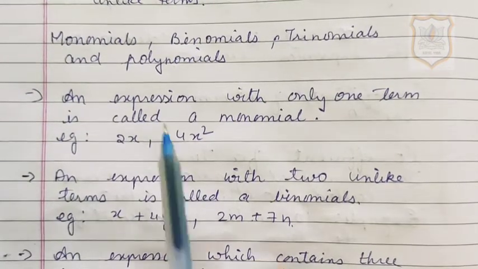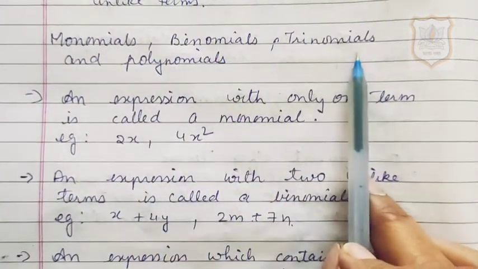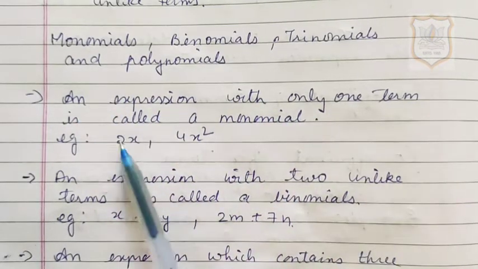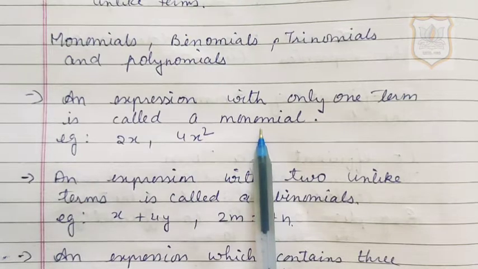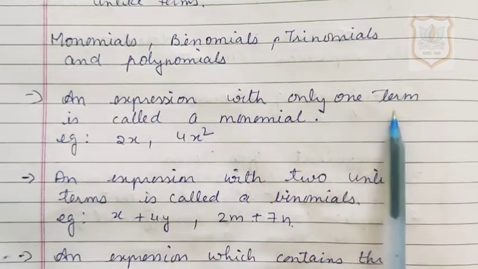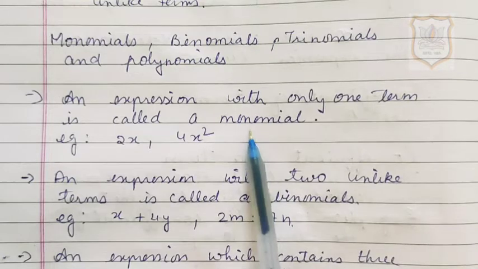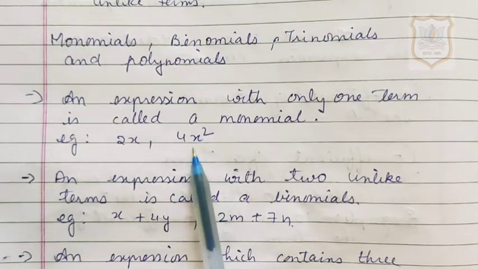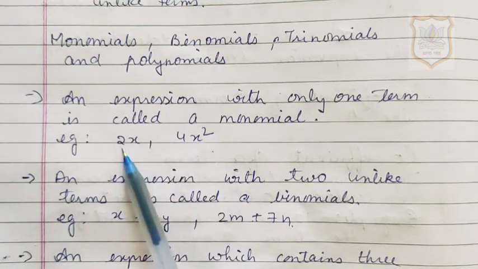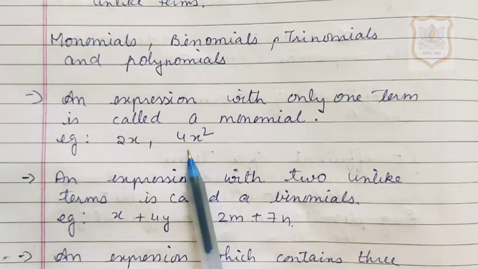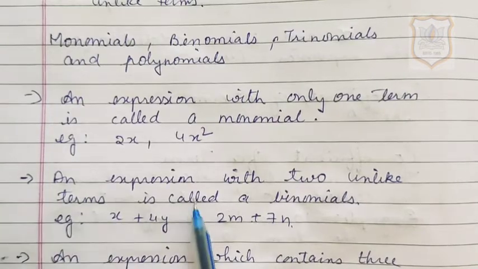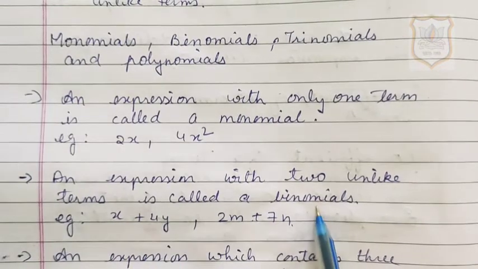Now our next topic is monomials, binomials, trinomials and polynomials. An expression with only one term is called a monomial. Students, when we have an expression which has only one term, it's called a monomial. For example, 2x, this is called a term, and 4x square, this is also called a term. This expression has only one term, and this expression also has only one term, so it is called a monomial.